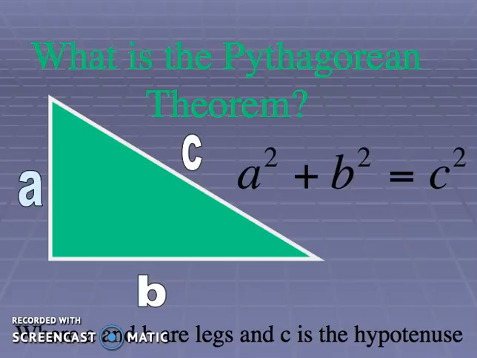Pythagoras determined that if he named the legs of a triangle A and B and the hypotenuse as C, and the hypotenuse is always opposite the right angle of the triangle, then if you squared the side length of A and you squared the side length of B and added those two together, they equaled the squared side length of C. So his theorem states that A squared plus B squared equals C squared, where A and B are your legs and C is your hypotenuse.